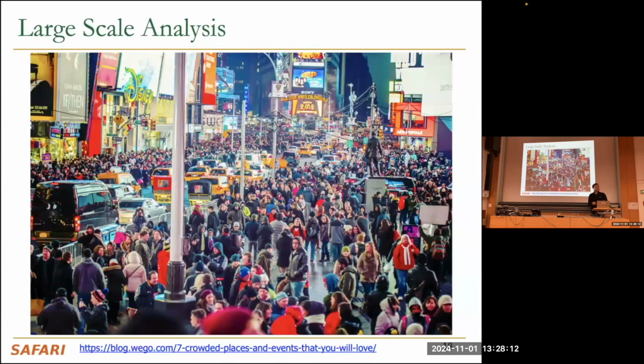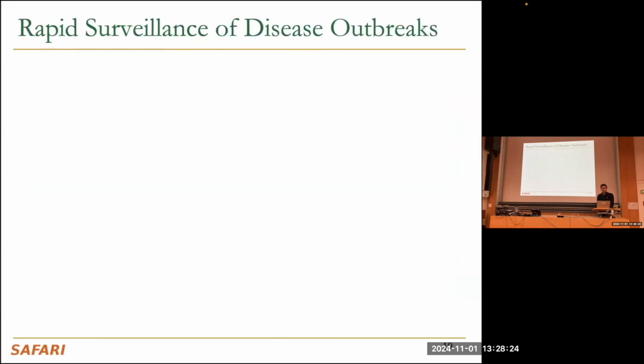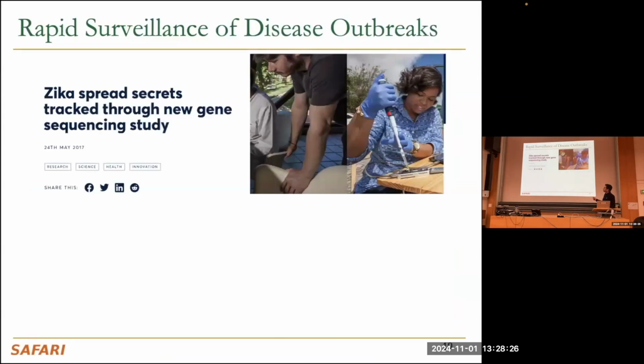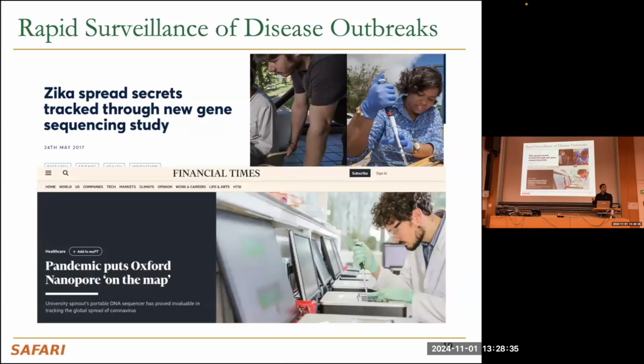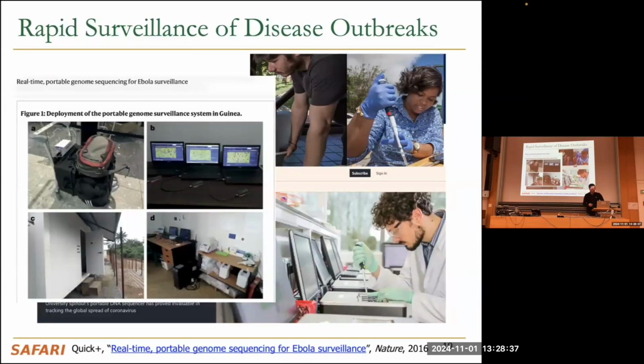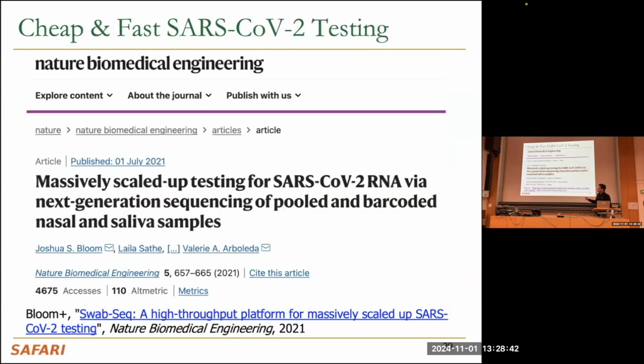We also want to do large-scale analysis, right? So we don't necessarily look at a single individual. We want to analyze maybe the entire population quickly. So doing the genome analysis on a large scale is also very important. The genome analysis is also used for the rapid surveillance of disease outbreaks. For example, it was used to identify the Zika virus spread, also used for COVID, and also the Ebola surveillance and so on. Genome sequencing is also used for testing purposes.